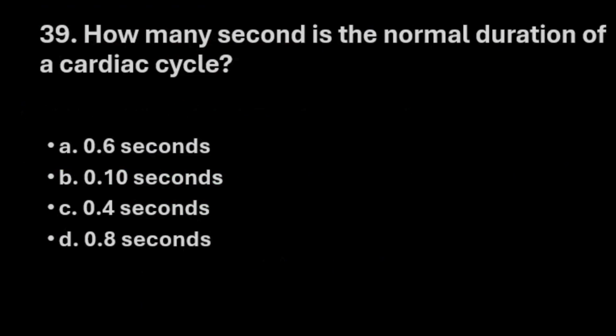Next question. How many seconds is the normal duration of a cardiac cycle? Option A, 0.6 seconds. Option B, 0.10 seconds. Option C, 0.4 seconds. And option D, 0.8 seconds. Let us see the right answer. The right answer here is option D, 0.8 seconds.